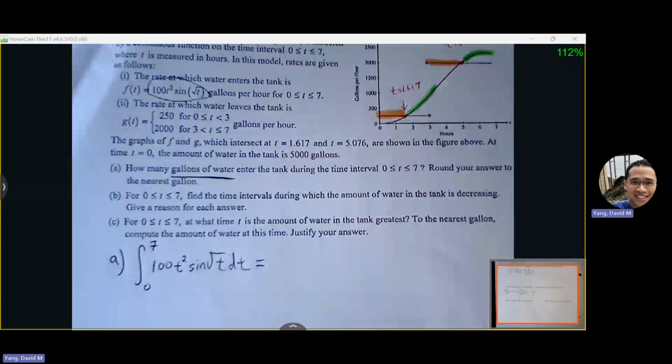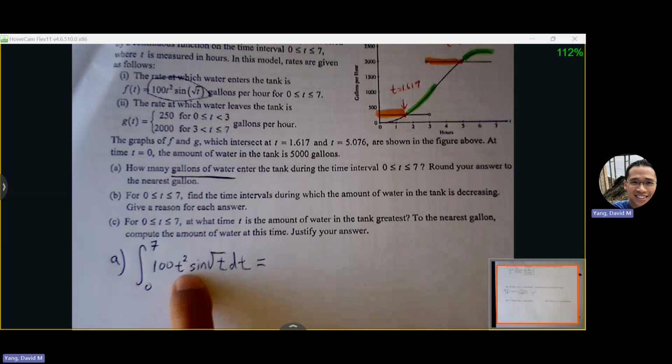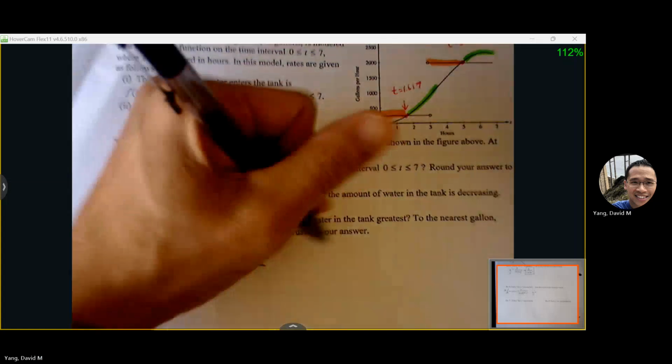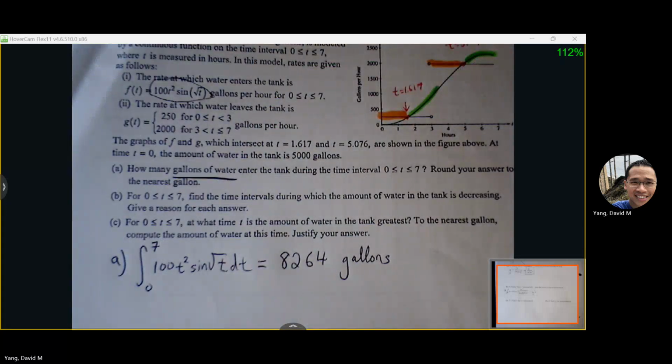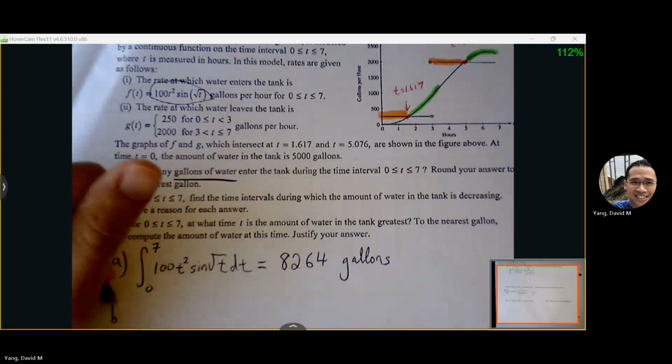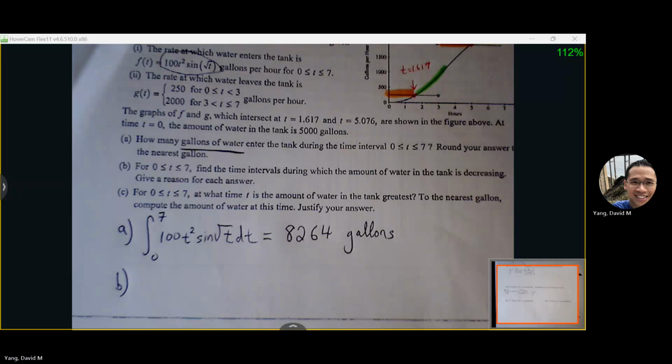Okay, so this can go in your calculator. You're going to use X for your variable in your calculator, and also you want to make sure you're in radian mode, never in degree mode. Okay, we should get 8264 gallons.